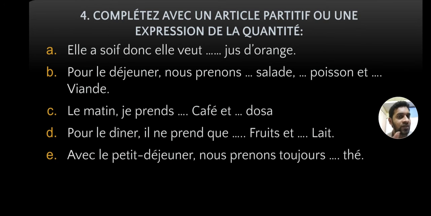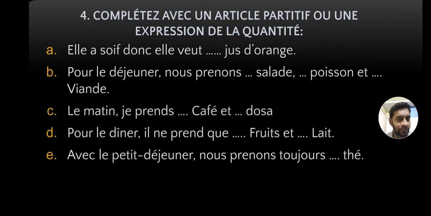Now you've got to see if they are masculine or feminine. The word salade is feminine, it ends with E. So pour le déjeuner, nous prenons de la salade. Poisson, is it masculine or feminine? It's masculine, so du poisson, some fish. And viande is again a feminine noun, it ends with E, so we'll use de la. Pour le déjeuner, nous prenons de la salade, du poisson et de la viande.